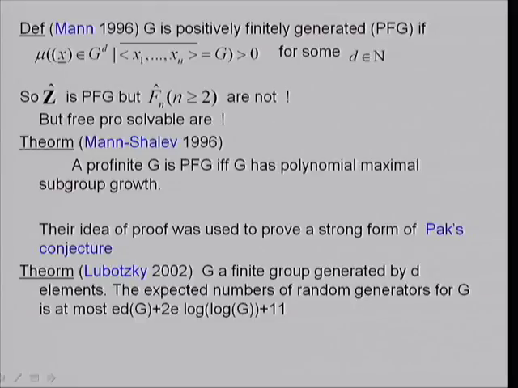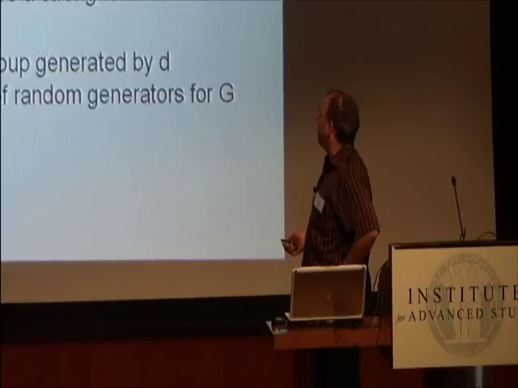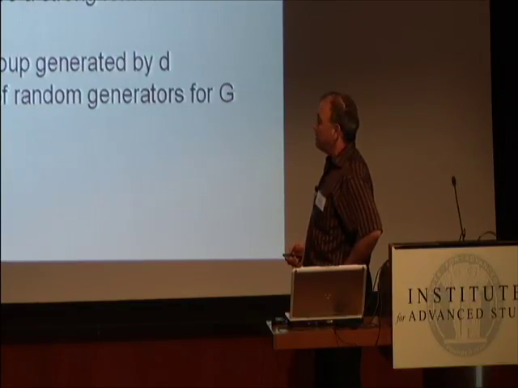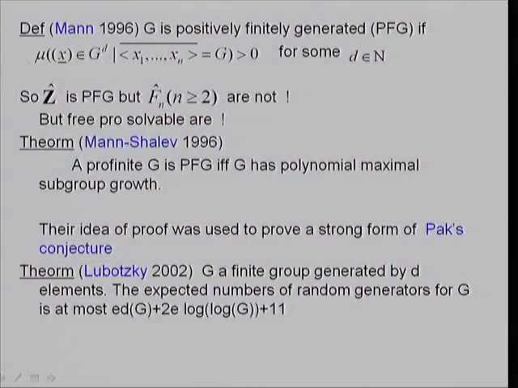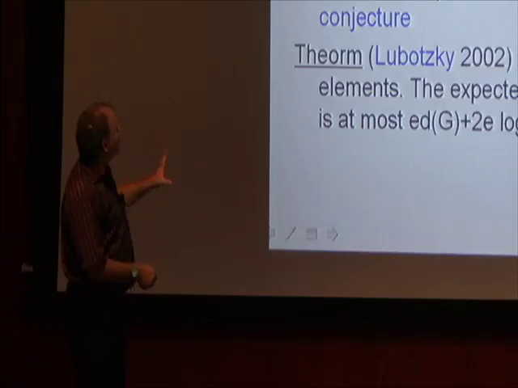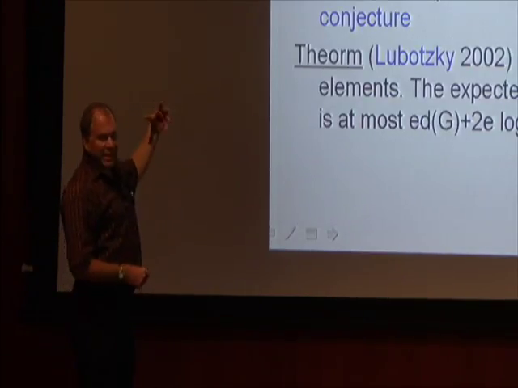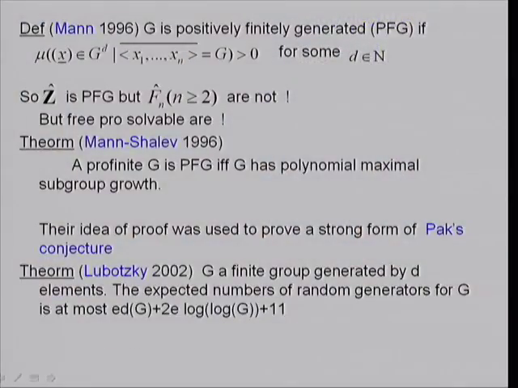So here is a fairly strong inequality, which is essentially optimal. If G is a finite group generated by d elements, then the expected number of random generators for G is at most e times d(G), where d(G) is the number of generators of G, plus 2e log G, plus 11. And basically this type of theorem is a translation of this theorem. It needs a little work, but it's a very short paper. And that's what I wanted to say before: in many cases, a result on a profinite group is really an asymptotic result on families of finite groups.